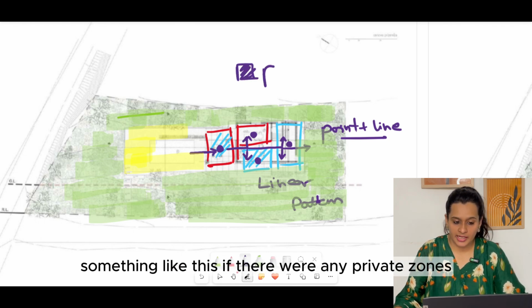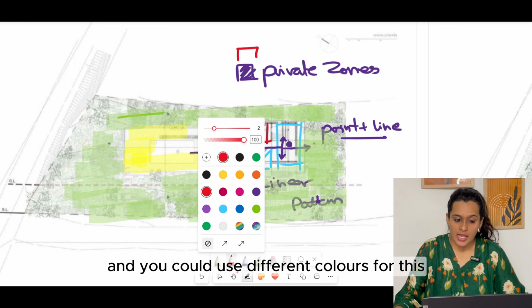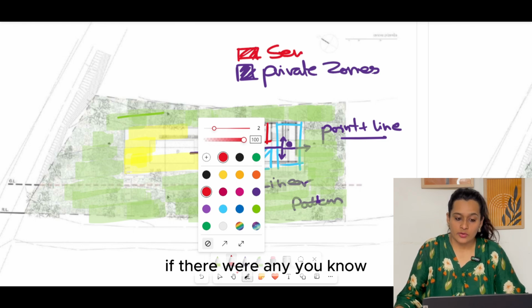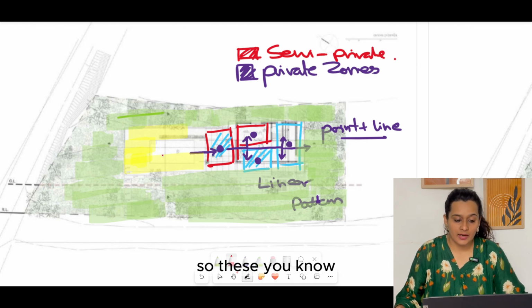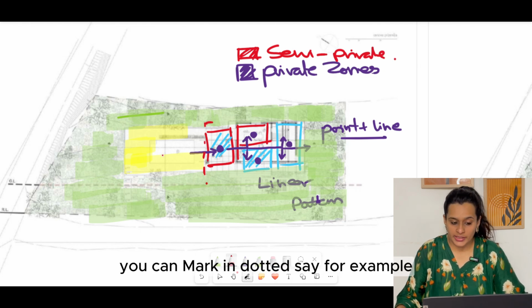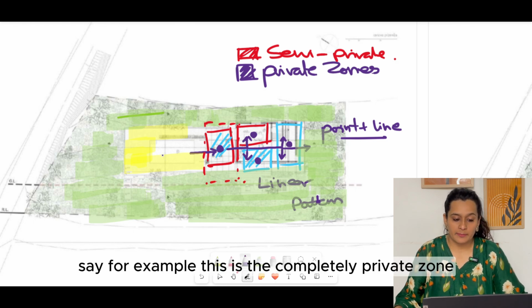You can go ahead and make a legend, something like this. If there were any private zones, you could use different colors for this. If there were any semi private areas within your space, you can mark these in dotted. Say for example, this is a semi private area. Say for example, this is the completely private zone.